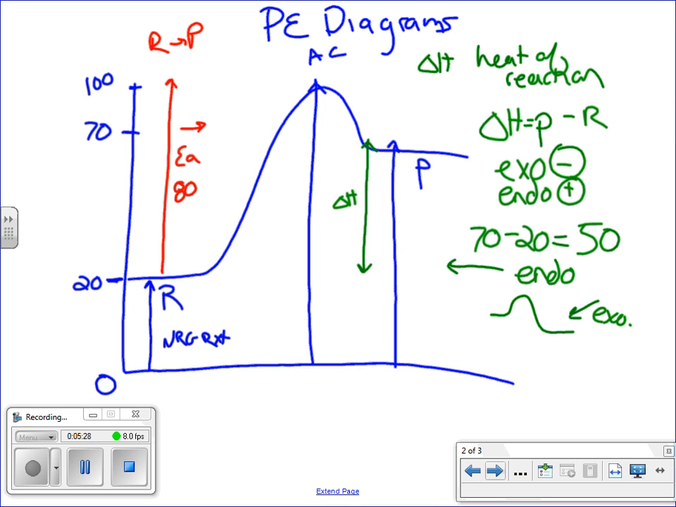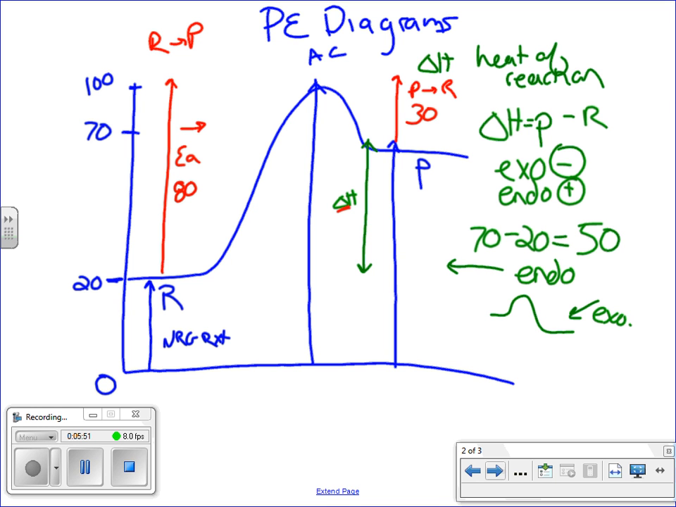Activation energy of the reverse reaction, reverse is products to reactants, is from the platform of the products up to the top of the activated complex. In this case, it'd be 70 to 100, which is 30, okay? The only thing that could ever be negative is delta H. Everything else is going to be positive amounts of energy, okay?